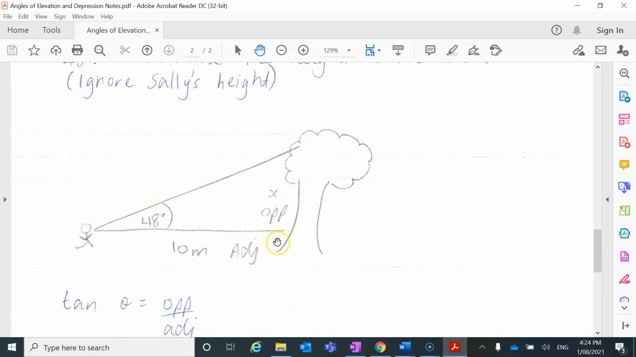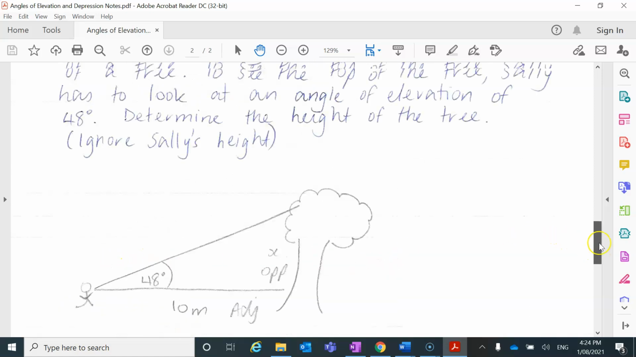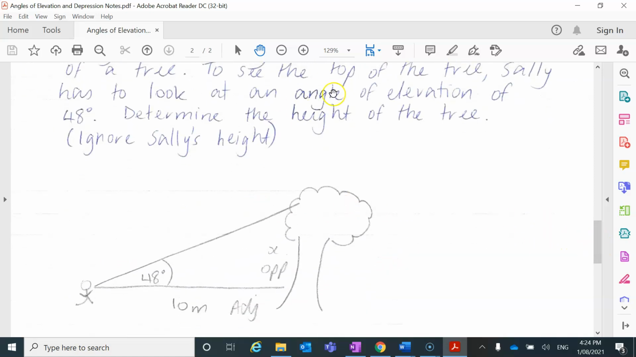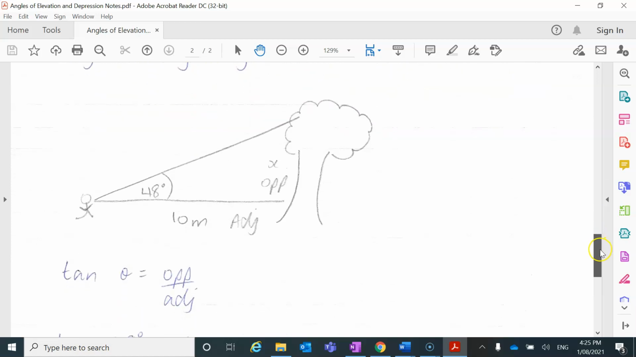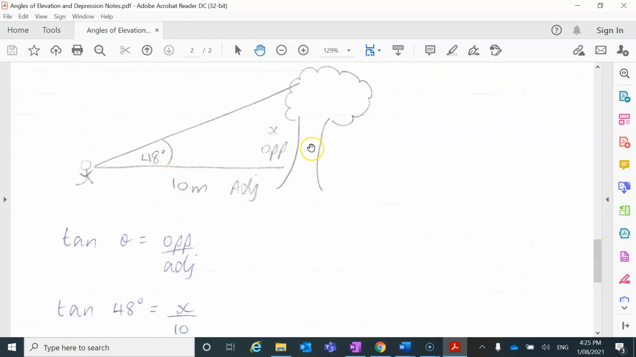and we've got our tree. We know that she's standing 10 metres from the base of the tree, and that the angle of elevation she has to look up at in order to see the top of the tree is 48 degrees. Now it tells us to ignore her height, so this distance here we're just not worrying about at all. I have my opposite side here, my adjacent side here. This would be a right angle triangle given that the tree is growing vertically. Opposite and adjacent means, once again, I'm going to use tan.